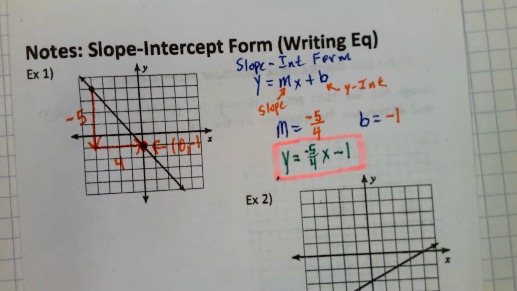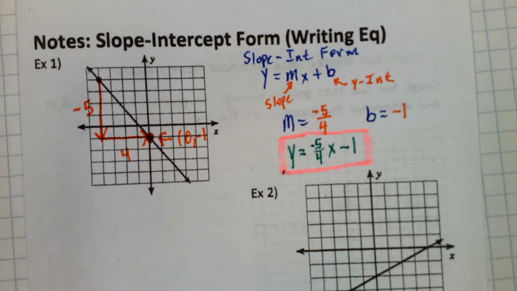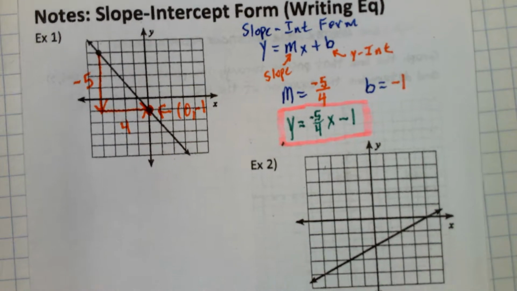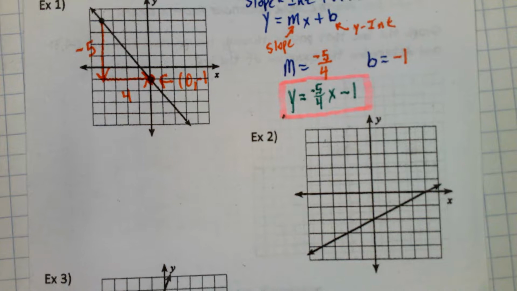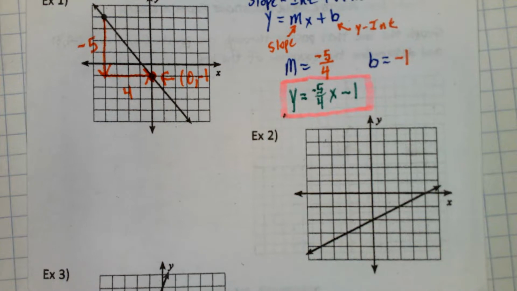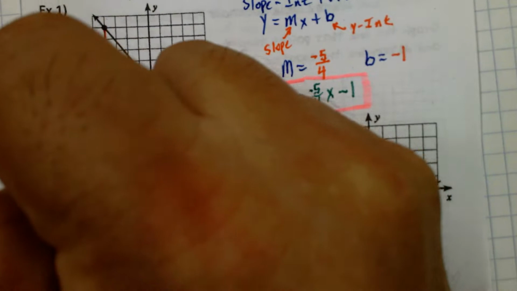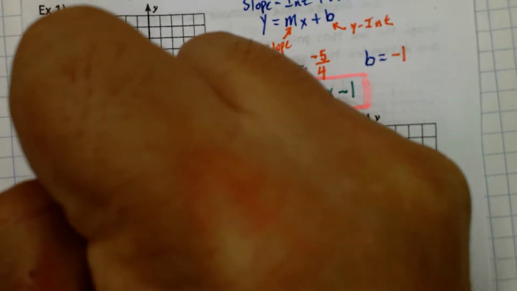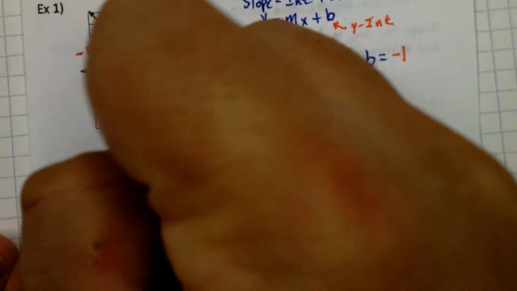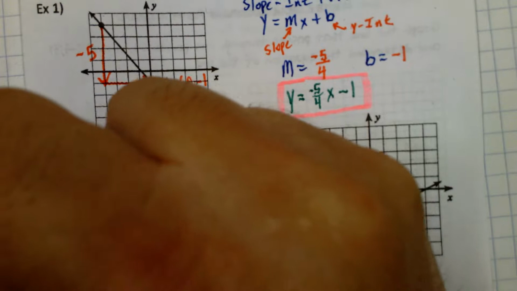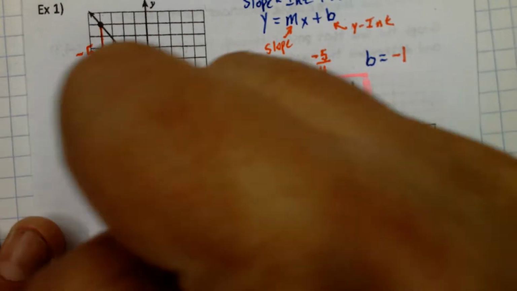Let's try another one together, and then we'll go ahead and I'll have you try 2 with your partner. Okay? All right, here we go. You guys ready for number 2? Okay, so this is our model. We want y equals mx plus b. And we're looking for m, and we're looking for b.